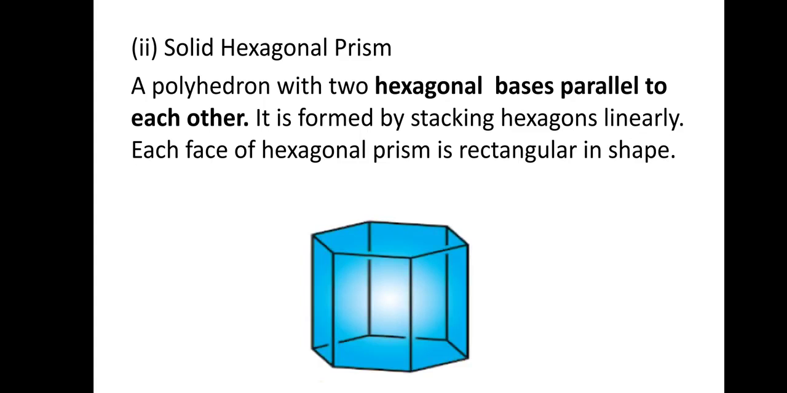Like this, a polyhedron with 2 hexagonal bases. If the base, top and bottom, are hexagonal in shape, they are parallel to each other and it is formed by stacking hexagons linearly. If you keep on stacking the hexagons linearly, you will be able to get this solid hexagonal prism.